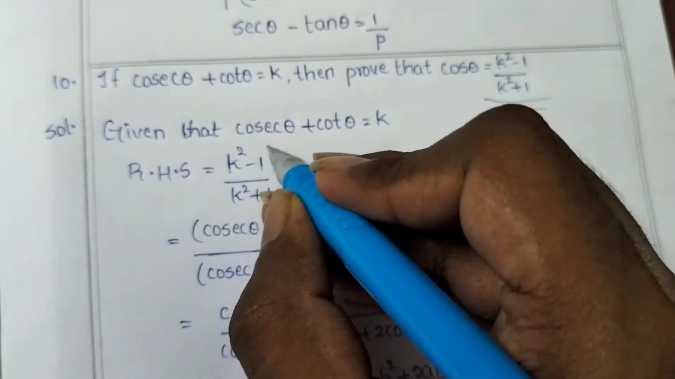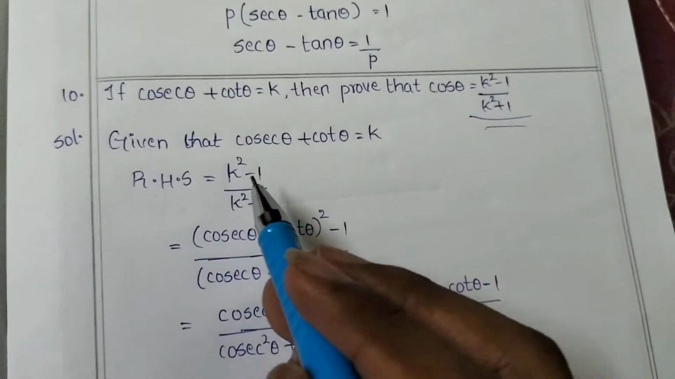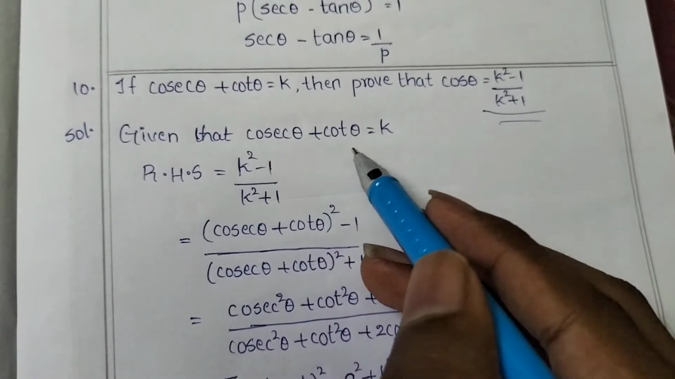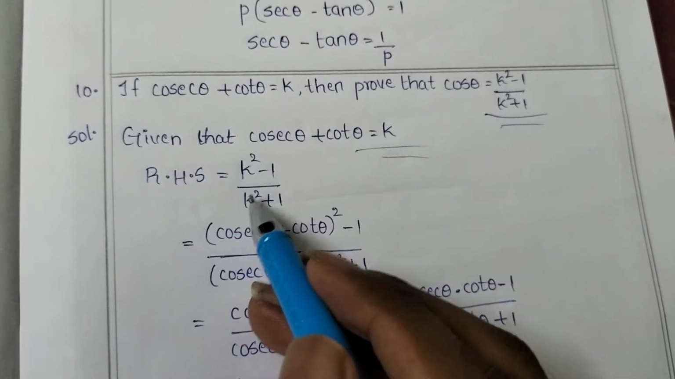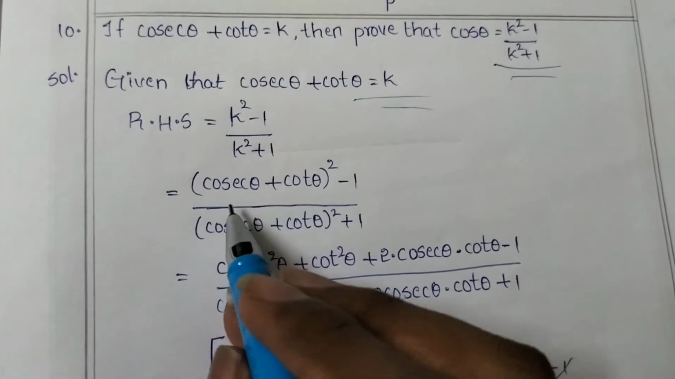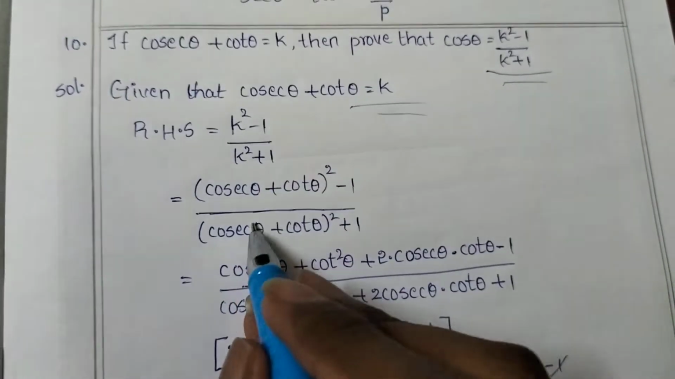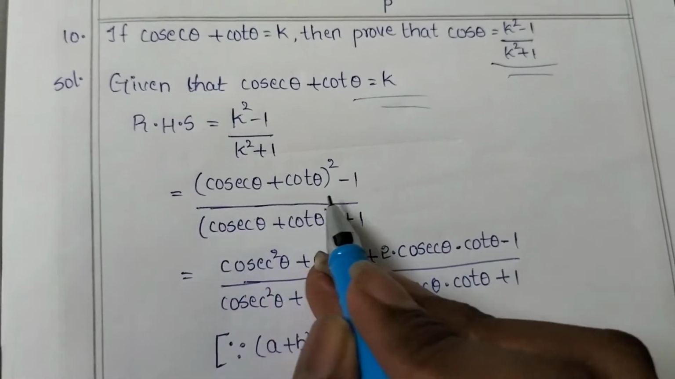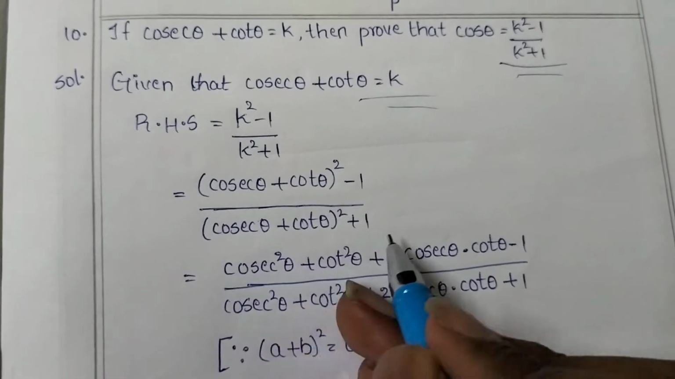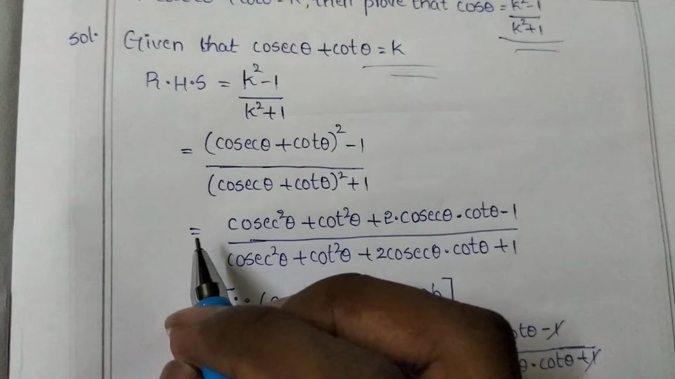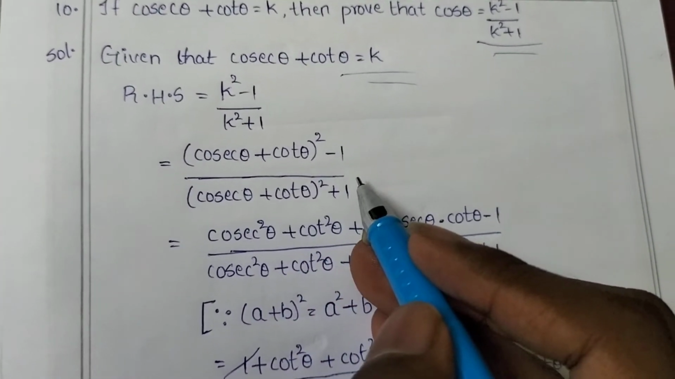So here there is a relation given, that is cosecant theta plus cot theta is equal to k. So substitute in k square, then it will become (cosecant theta plus cot theta) whole square minus 1 square. So whole square it will become (cosecant theta plus cot theta) whole square minus 1 by (cosecant theta plus cot theta) whole square plus 1.